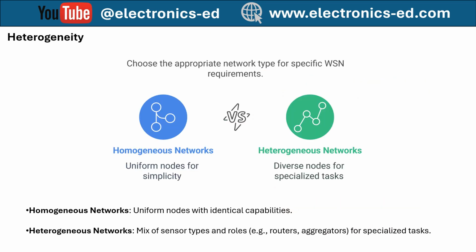4. Heterogeneity. Homogeneous networks: uniform nodes with identical capabilities. Heterogeneous networks: a mix of sensor types and roles, for example, routers and aggregators for specialized tasks.